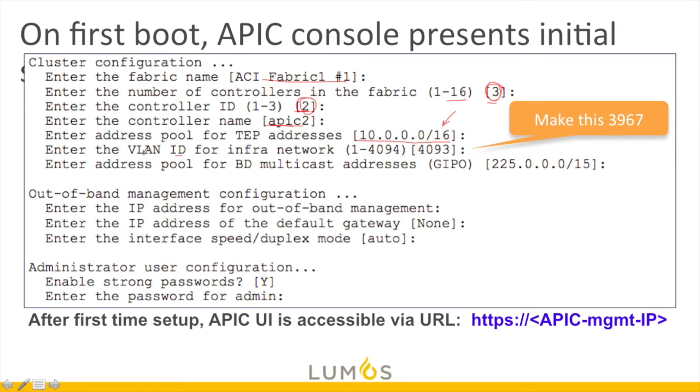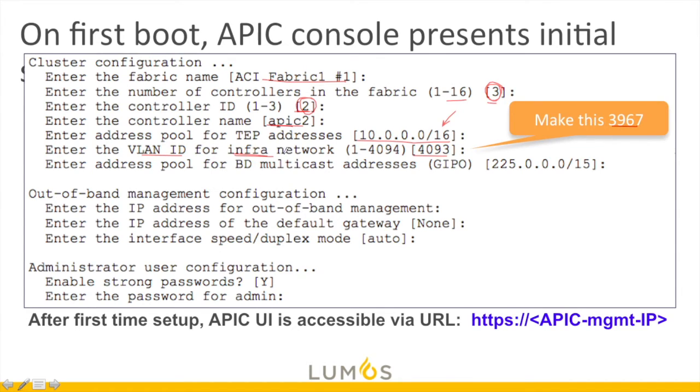The next, keep in mind, is the VLAN ID for the infrastructure network. Now, the default is 4093. This is one of the reserved addresses in the Nexus 7K, 5K stack. So you may want to make it something different, such as 3967. So what do we use the infrastructure network for?